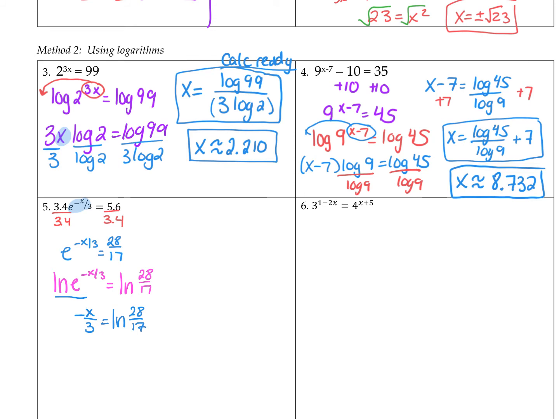So to get x by itself, I'm going to multiply both sides by negative 3. So I'm going to end up with x equals negative 3 times the natural log of 28 over 17. And so this would be my calculator ready answer. And then I would type that in my calculator to get my estimated answer of negative 1.497.